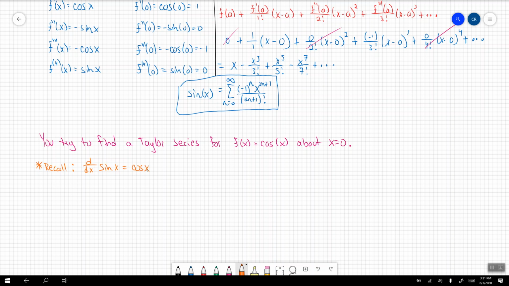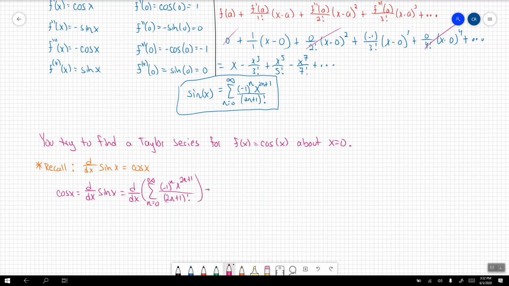Which means in order to get this cosine of x representation for Taylor series, all I need to do is take a derivative here for this Taylor series. Okay, not too bad. So I know that cosine of x is the derivative of sine of x. All right, that's what we know. Now sine of x has this Taylor series representation: x to the power of 2n plus 1 divided by 2n plus 1 factorial.